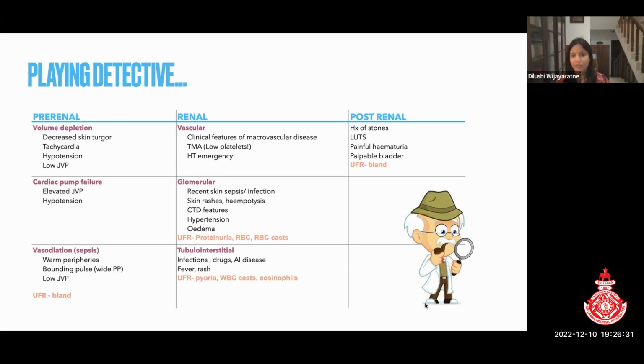For postrenal, you might have a history of stones, you might have a history of LUTS, lower urinary tract symptoms. Patient might have hematuria, and the bladder may be palpable. So usually postrenal, again, you're not going to see features of glomerular inflammation or tubulointerstitial inflammation. So you won't see red cells and casts or proteinuria. So usually it is bland unless there is a superadded lower urinary tract infection. Okay, so those are some of the information that you can use to try to find out the cause of the AKI.